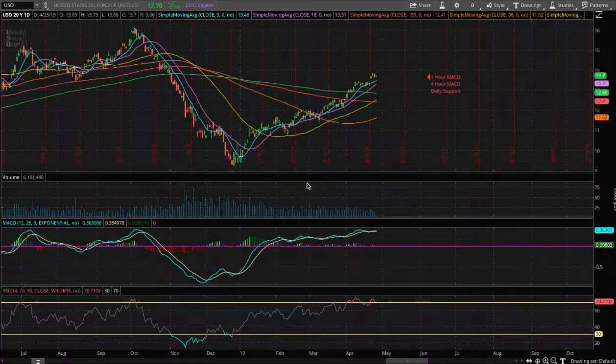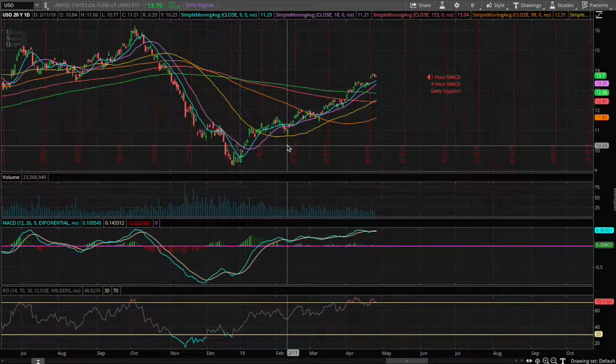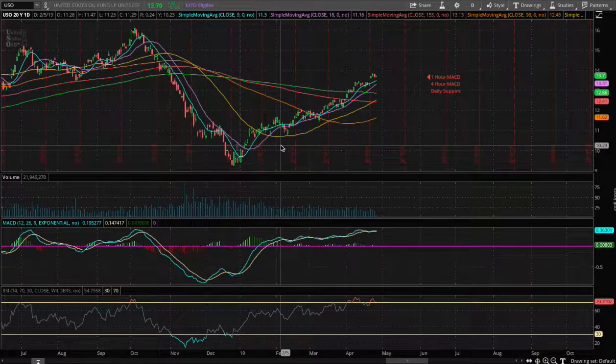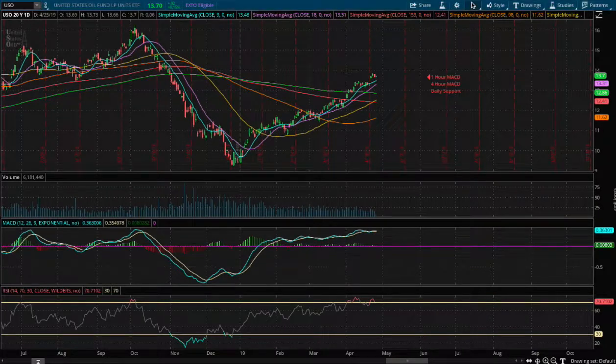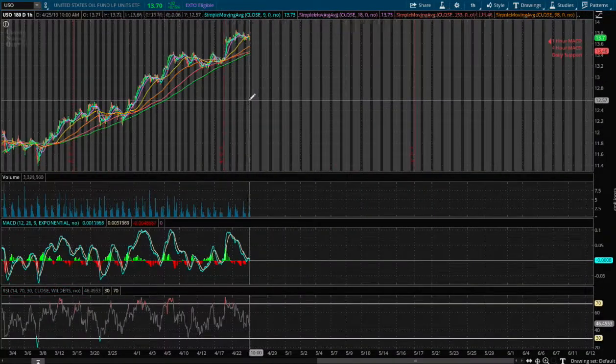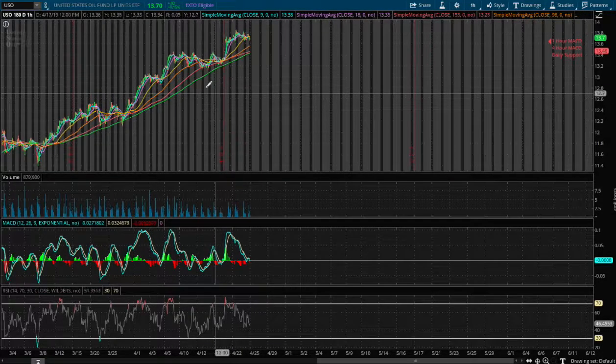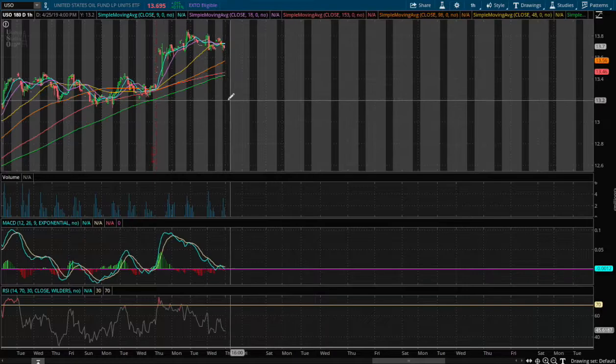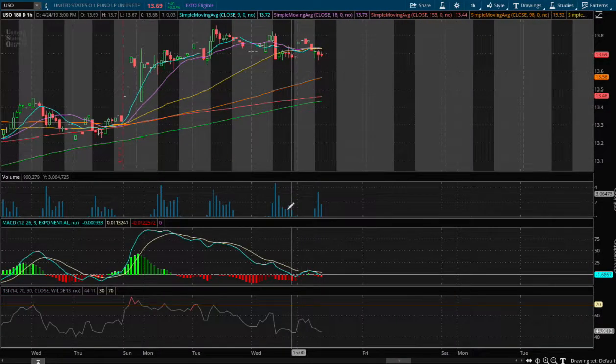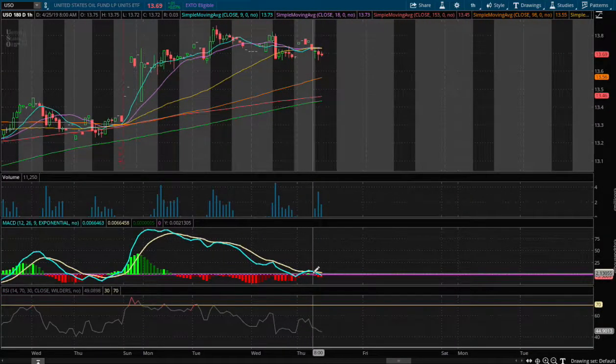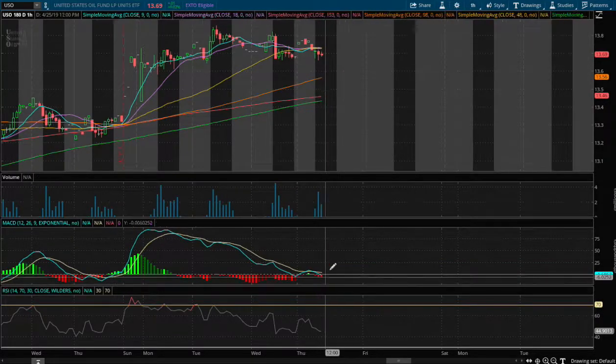Hello viewers, in this video I'll be going over WTI crude oil ETF, ticker symbol USO. At the moment we are up around 15 basis points and we are in market hours, so we have about 4 hours left. And on the 1 hour chart I do see the MACD converging down and turning negative.